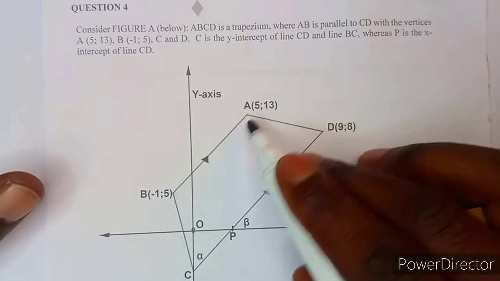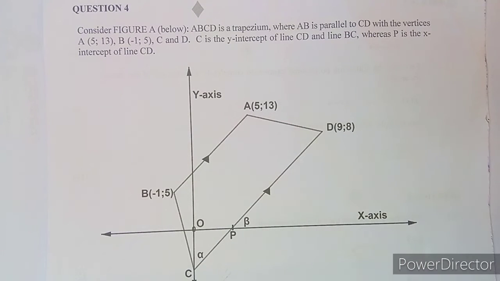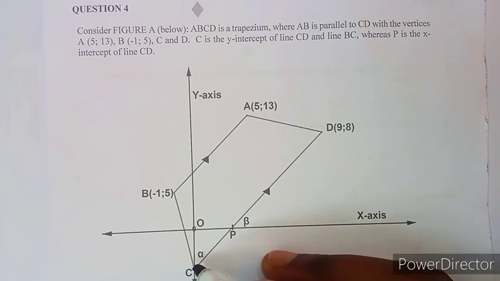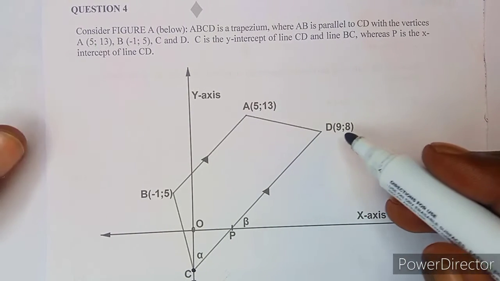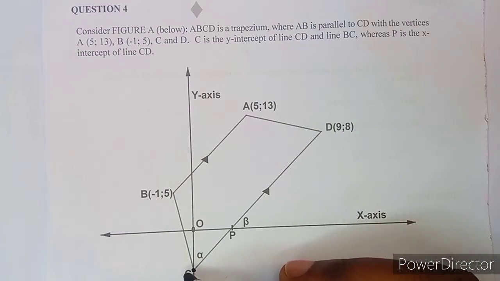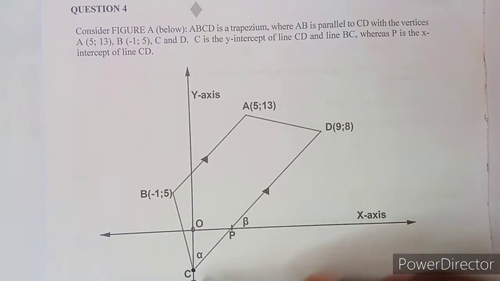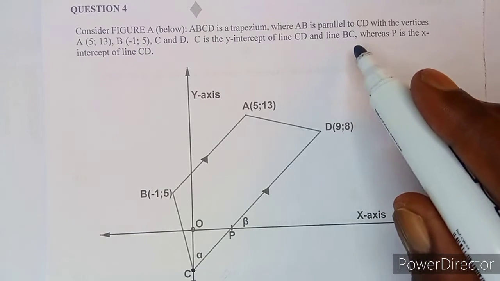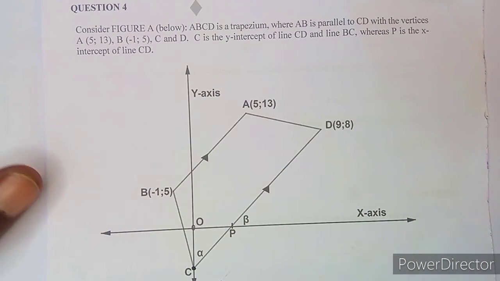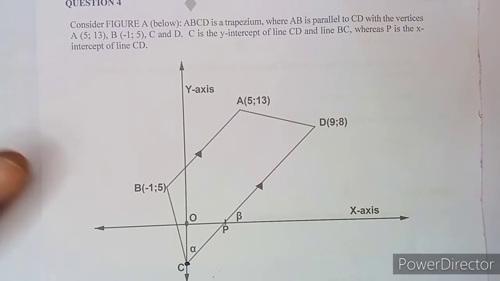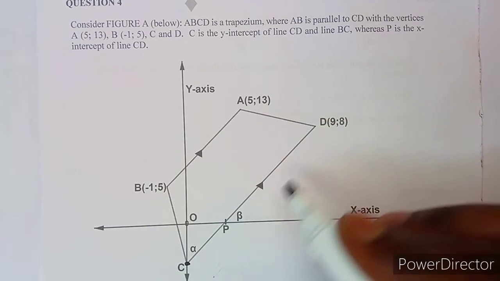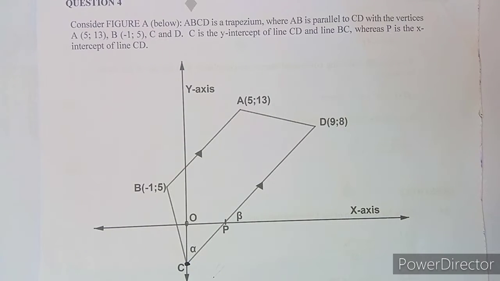Take note that AB and CD are parallel. We are given the vertices for A, B, and also the point C, and also the point D, which is (9, 8). C is the y-intercept of the line CD and line BC. As you can see, this is the y-intercept of the two lines, where P is the x-intercept of line CD. This is our point P, which is the x-intercept. So that is what we have from this part.